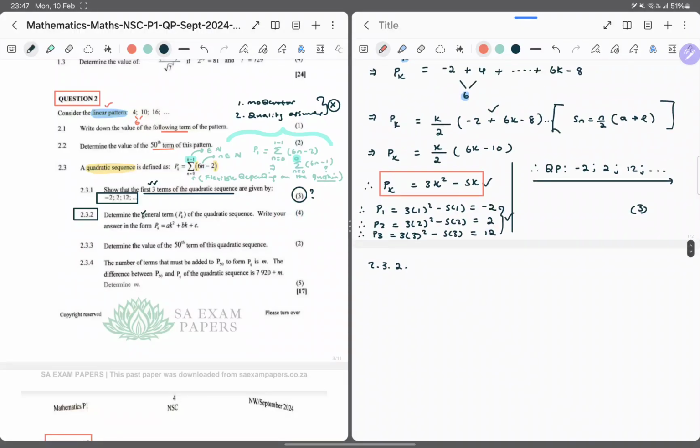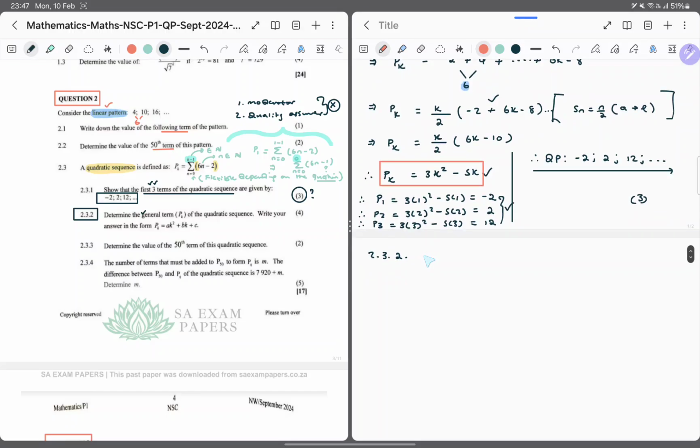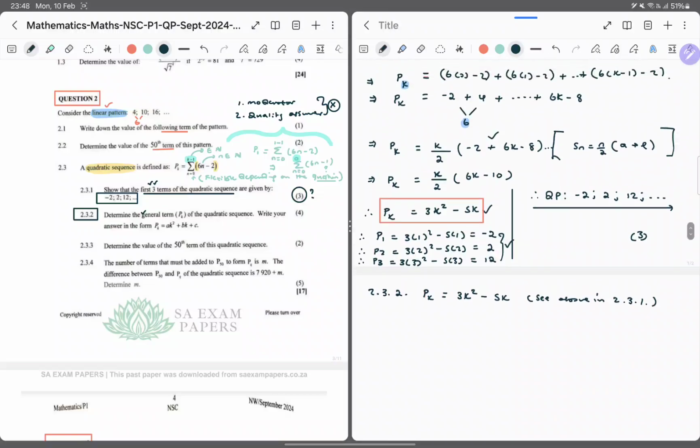Because here is the issue, guys. This was not the case. But now, I don't know. But you know what I would do? I would just write here and say P, because I'm a brave student. I was a brave student. I would say P sub k here would be 3k squared minus 5k. And that's it. And then I would say see above in 2.3.1, because I've done my workings.